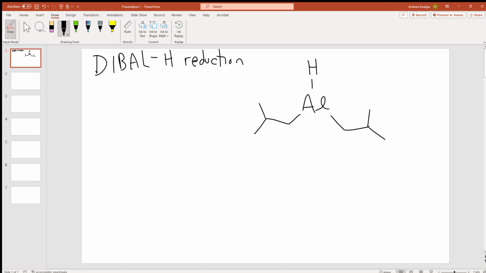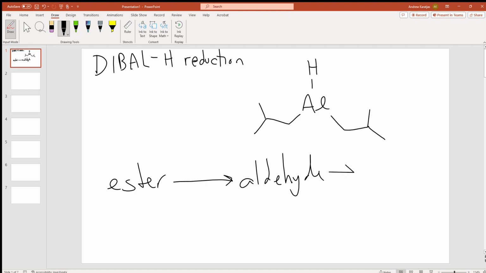So, the most common way to reduce an ester is with LAH. But if we reduce an ester with LAH, we don't have any real control on that reaction. It's going to form the aldehyde. And then because an aldehyde is presumably more reactive than the ester, as soon as that aldehyde gets formed, that aldehyde gets reduced again to the alcohol.